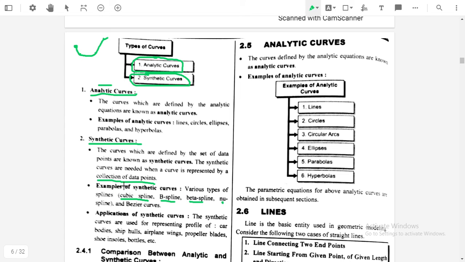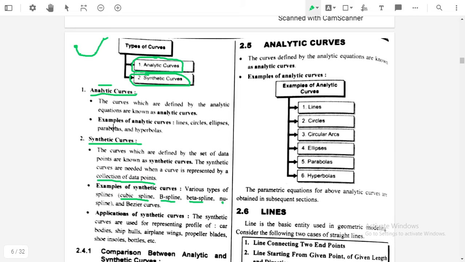What are the applications of the synthetic curve? They are used to represent car bodies, bodies of ships, bodies of aeroplanes, wings, propeller blades, shoe insoles, and bottles. To represent such curves, the synthetic curve is used.